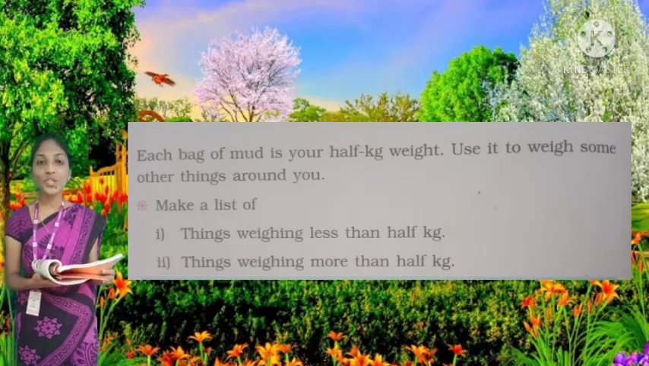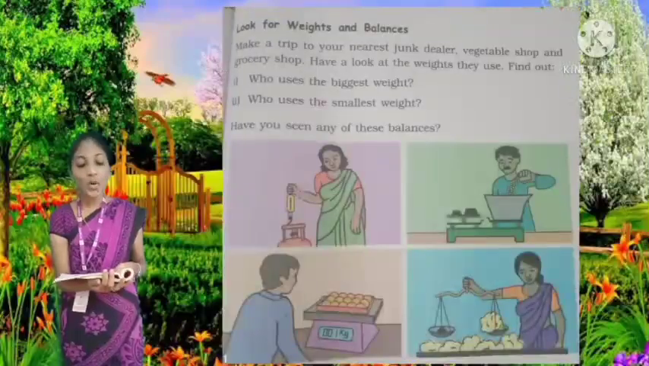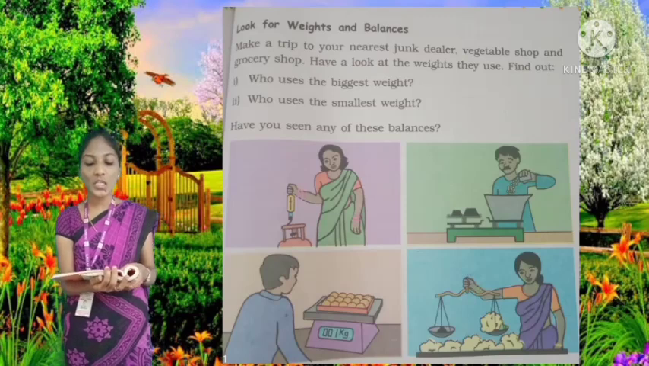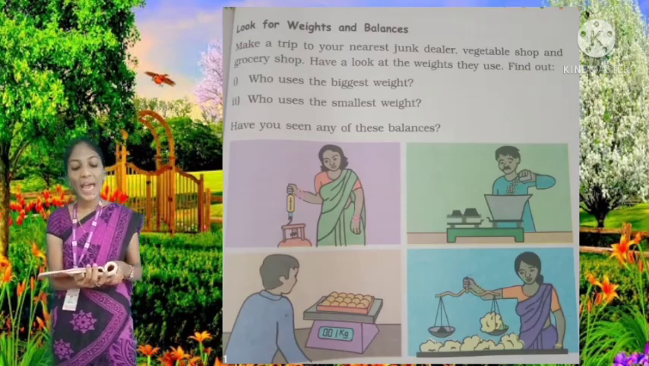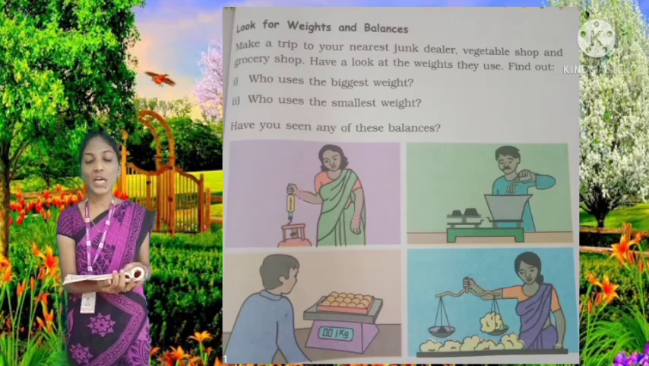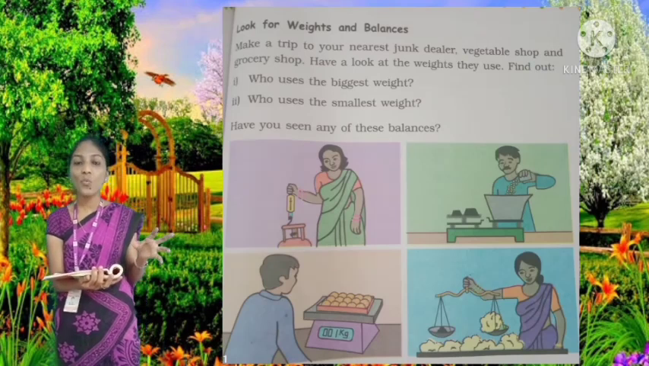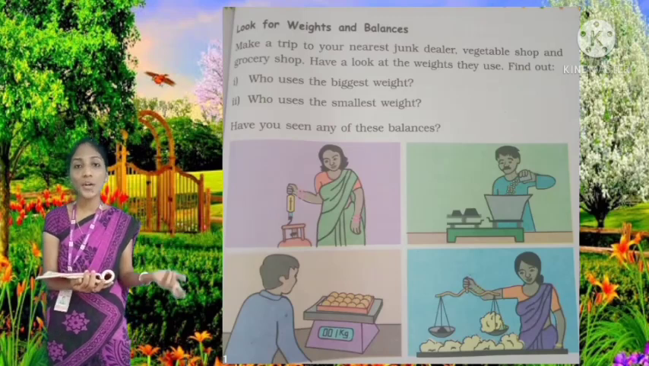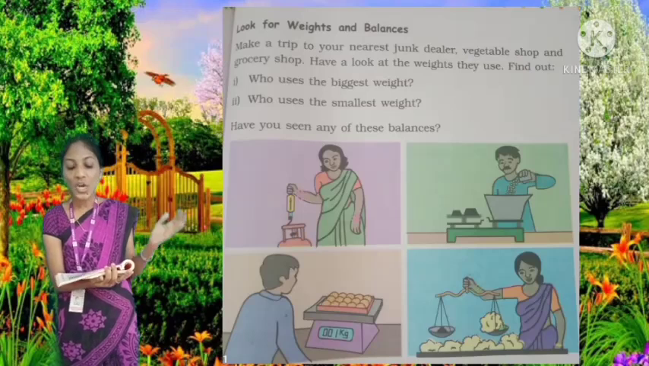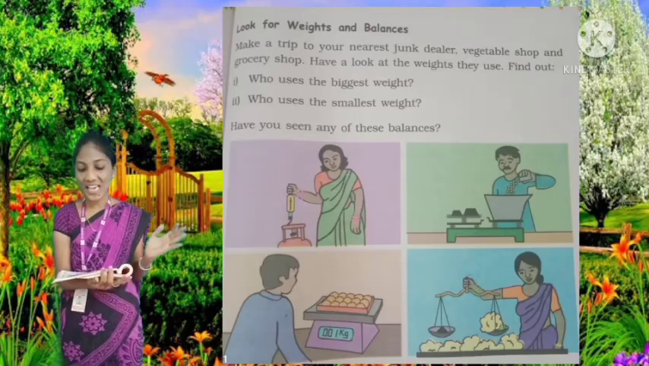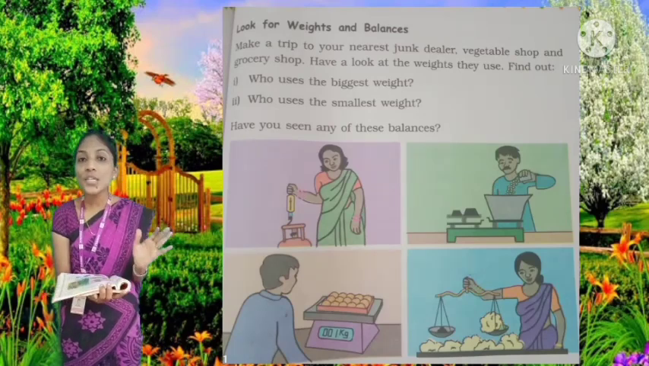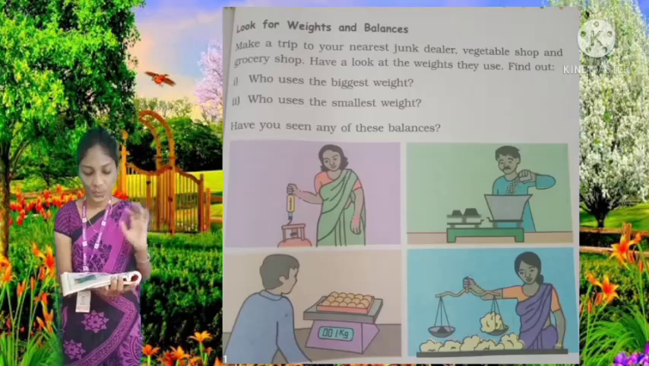Next we'll move on to page number 121. Look for weights and balances. Make a trip to your nearest junk dealer, vegetable shop and grocery shop. Have a look at the weights they use, find out. So you need to observe what type of balances they are using. Who uses the biggest weight? Junk dealer uses the biggest weight. Who uses the smallest weight? Grocery shop uses the smallest weight.